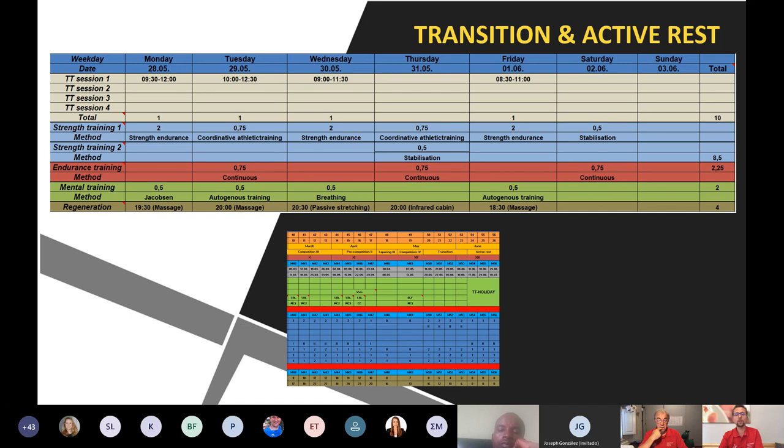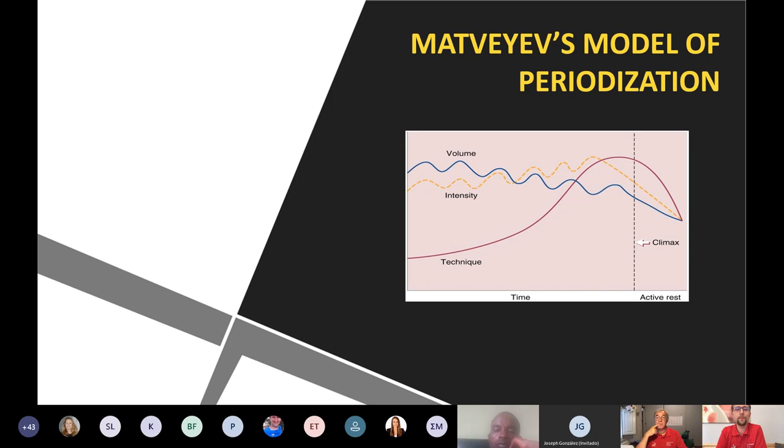Here you can see Matveev's model of the periodization. And in the last lesson, we showed you the model for the newcomers. And this time we show you the model for the advanced athletes. The volume and intensity are wave-like. Just the technique increases a lot throughout the time till the start of the active rest.